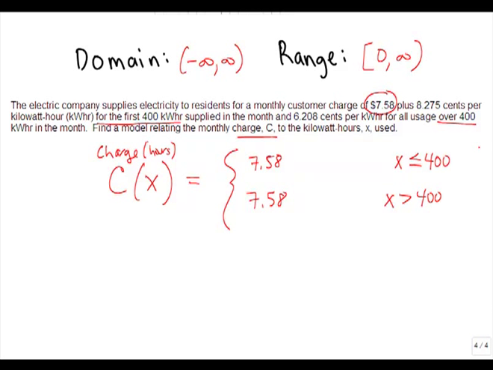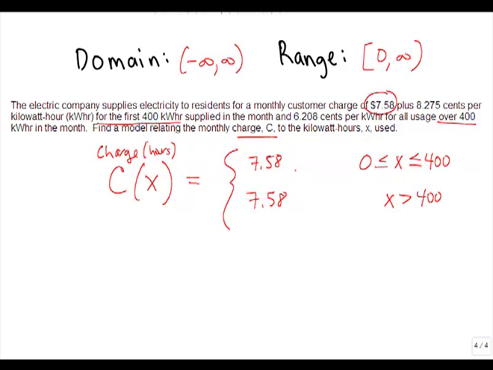Now something else we might add to this, because in the context of the problem it makes sense, is you can't use a negative amount of electricity hours, so this X value has to be positive or 0. So we might restrict this a little bit more and say that X has to be between 0 and 400 for the first case, or more than 400 for the second case.